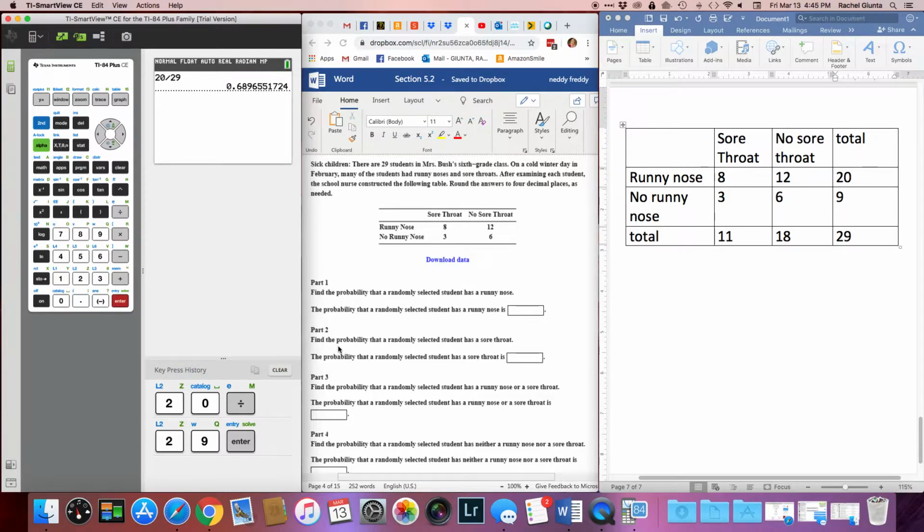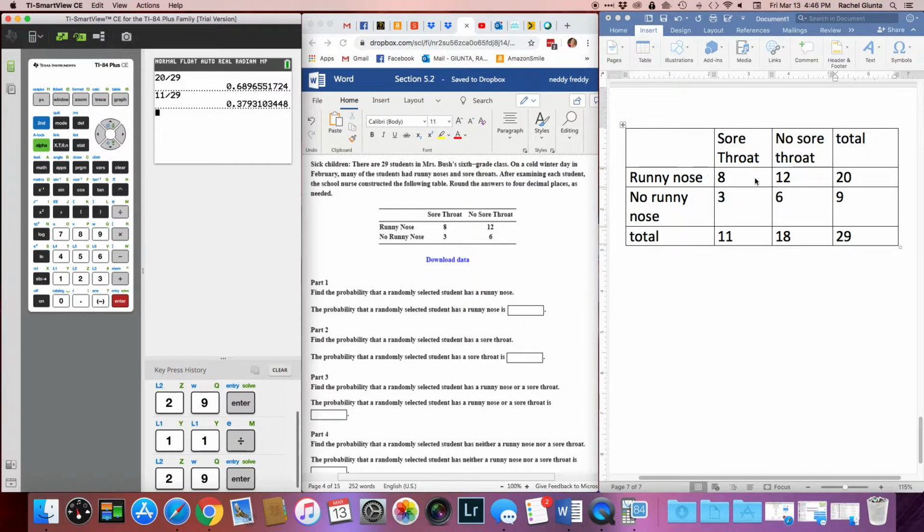Part 2, find the probability that a randomly selected student has a sore throat. All the students with sore throats are here, 11 total out of 29. 11 divided by 29 is 0.3793.